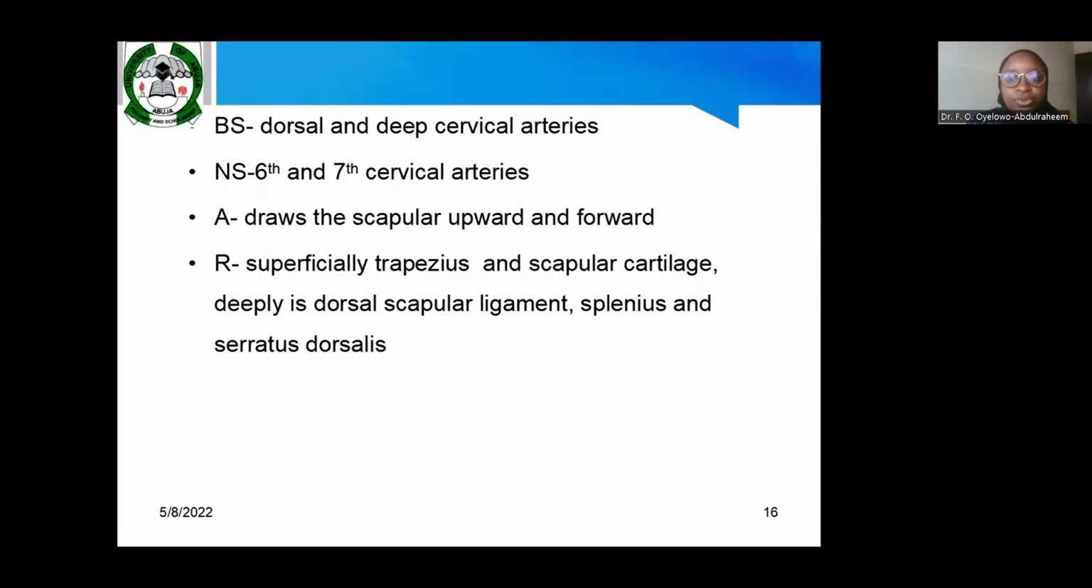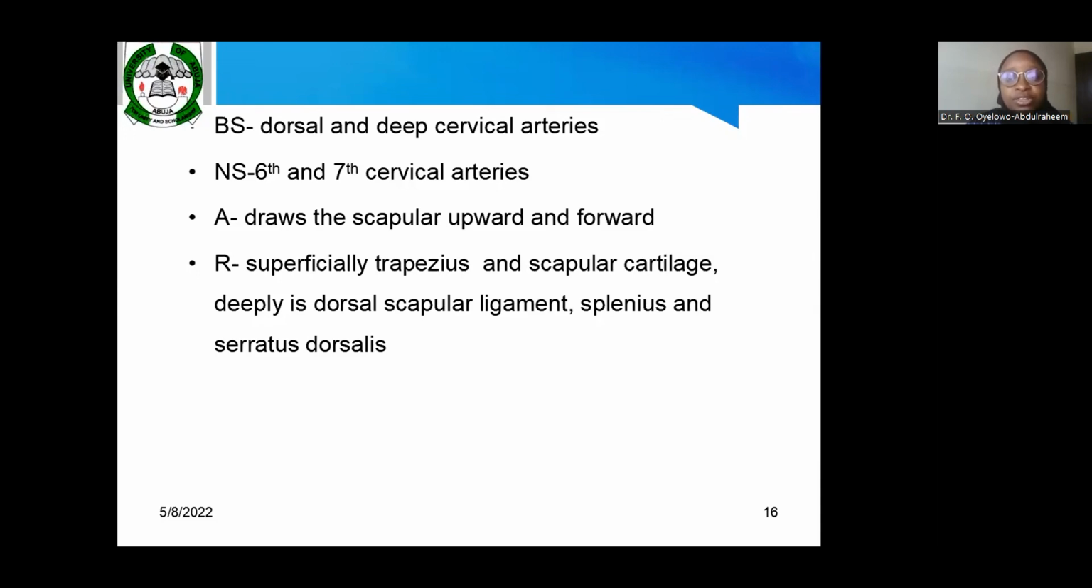Blood supply to the rhomboideus muscle. It is by way of dorsal and deep cervical arteries, while the nerve supply is by the 6th and 7th cervical nerves. Action. It draws the scapula upward and forward. Relation of the rhomboideus muscle. Superficially, it is related to the trapezius muscle that I mentioned earlier on.